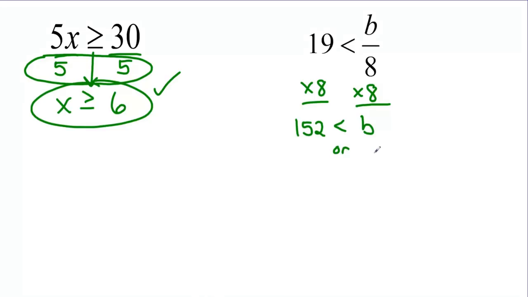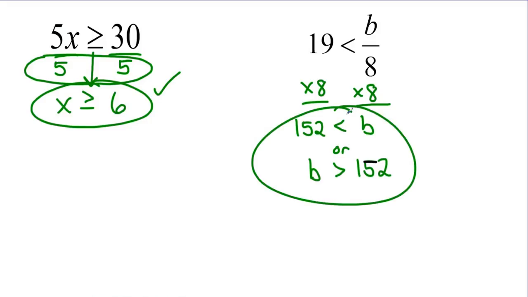And again, we don't really like it when the variable is on the right-hand side. Sometimes that's confusing. You can always turn that around. B is greater than 152. So either way to write that solution is fine.